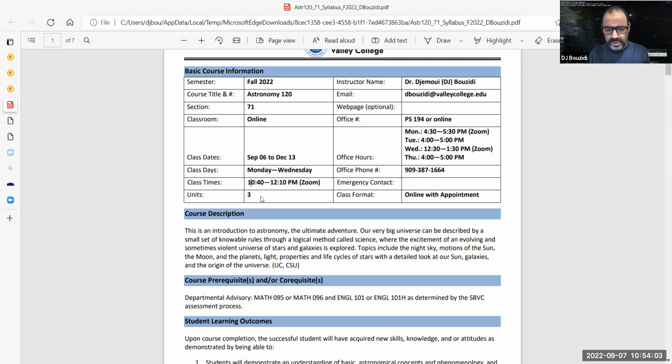The format, as I was saying, is online. This is the regular stuff. My office location is actually PS 194, Physical Science 194, but it is really not ready yet. I mean, they're still working on it, and if you go there, you will see a bunch of people still working on it.